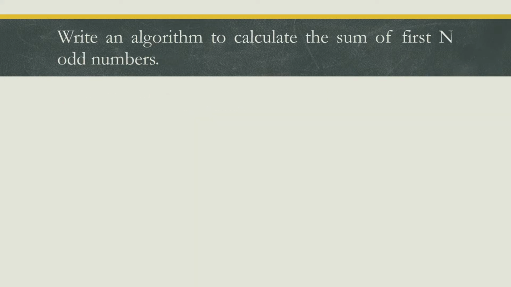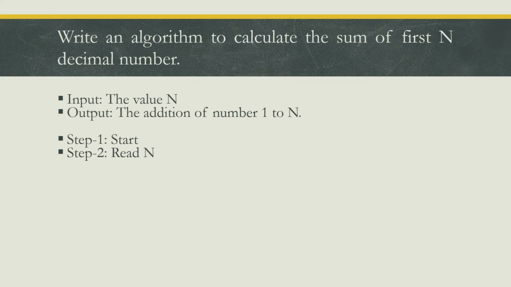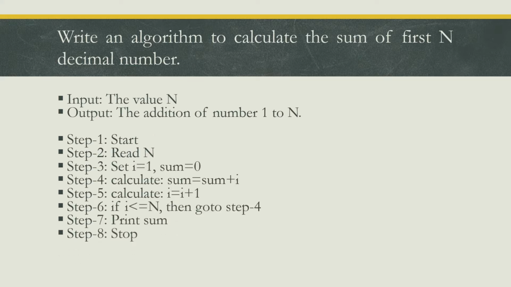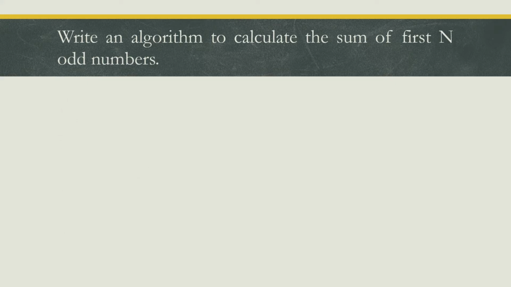Okay, so let's now start discussion on the second problem. The problem is: write an algorithm to calculate the sum of the first n odd numbers. What was the previous problem? We had to add the sum of the first n decimal numbers, but in this case we have to add the sum of the first n odd numbers. So what should be the input? The input is how many odd numbers you want to add, that is n. And what would be the output? The output would be the addition of the first n odd numbers, starting from 1.